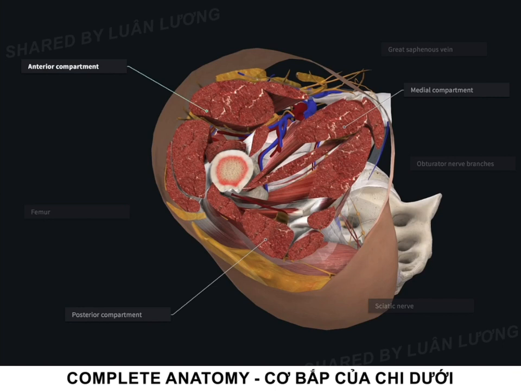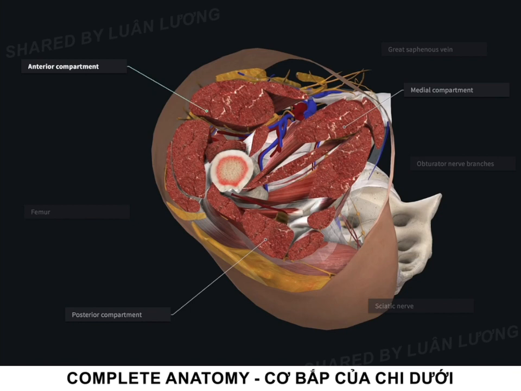Now let's review the characteristics of the 3 individual compartments again. First, the medial compartment. Most muscles in the medial compartment act mainly on the hip joint to adduct it. Many of them actually have the word adductor in their name, reminding you of what they do. And nearly all of these muscles in this compartment are innervated by the obturator nerve.